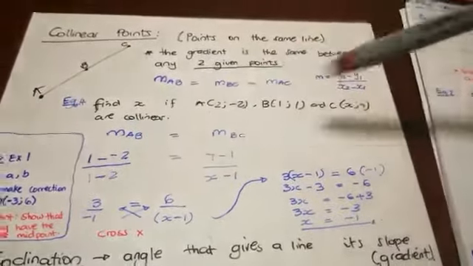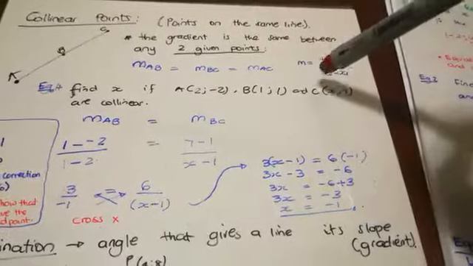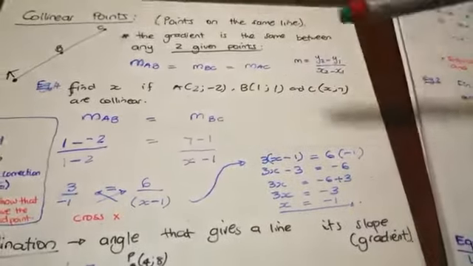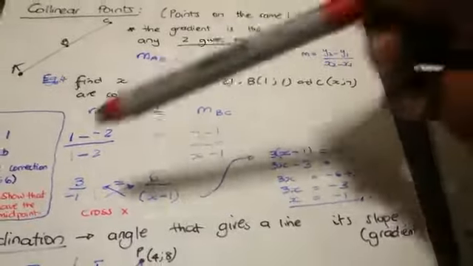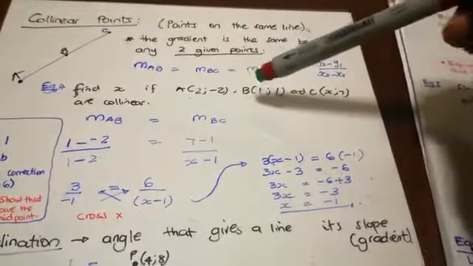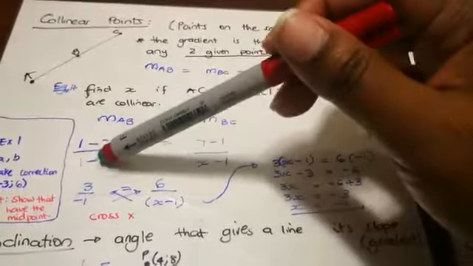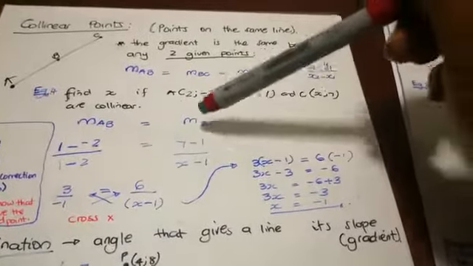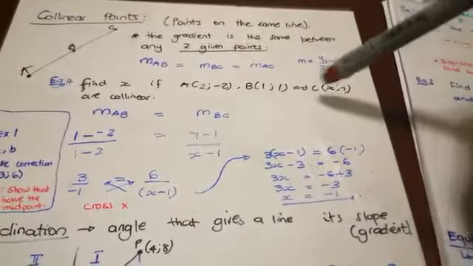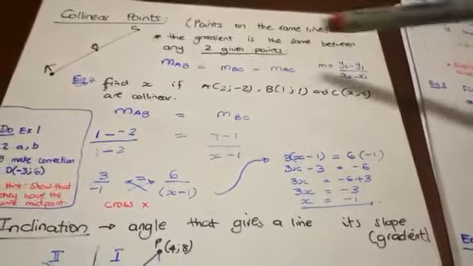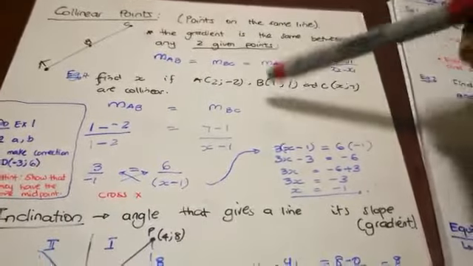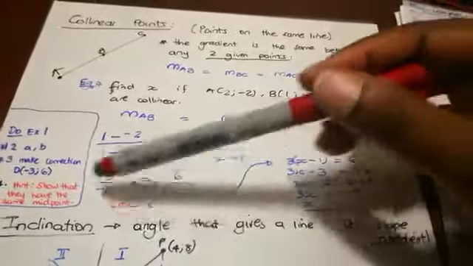Okay, so I did the gradient. Remember, gradient is y2 minus y1 over x2 minus x1. And then if it is given the coordinates, then you will write yA minus yB. So then you substitute. So it is going to be 1 minus -2 over 1 minus 2, which is what I did here, which gives us 3 over -1. And then BC is then going to be 7 minus 1 over x minus 1. You can also start this side and go that way, but I decided just to do it this way.